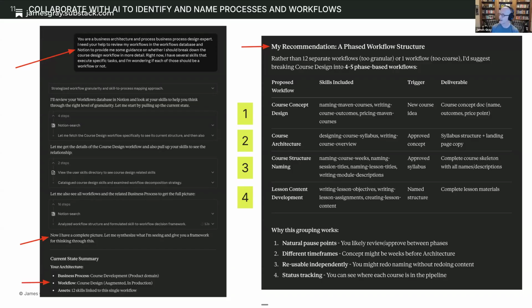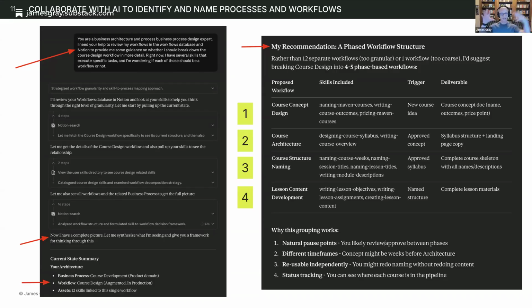And feel free to put comments as you're going through here. If it's related to what I'm talking about, feel free, and I'll answer it live. But hopefully this makes sense. It identified the workflows, and not only that, it identified the skills, because I have that in my Notion database as well.